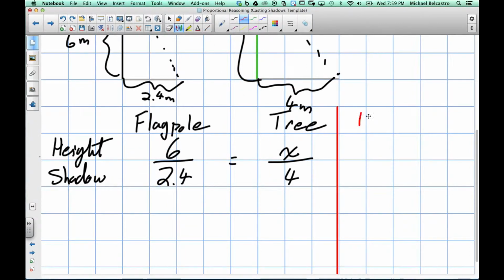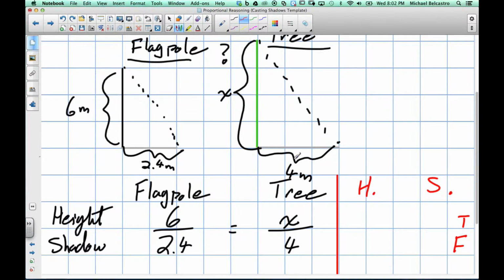Say I did height here and shadow here, and I'm just going to use the first letter to represent. This was maybe our tree, and this row will represent our flagpole. The height of the tree was our unknown, as we saw above, and the shadow of the tree was 4 meters in height. The flagpole shadow was 2.4, and the height of the flagpole was 6 meters.